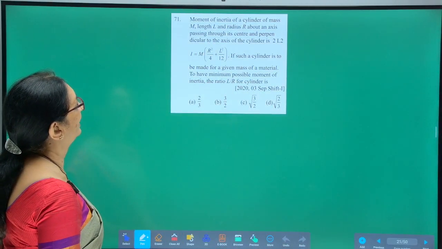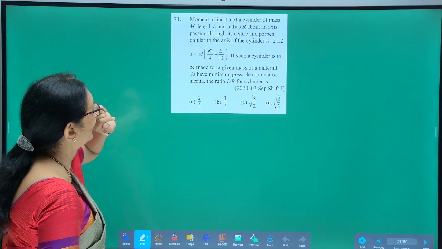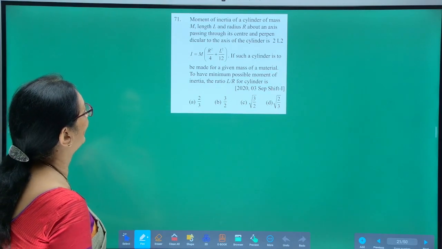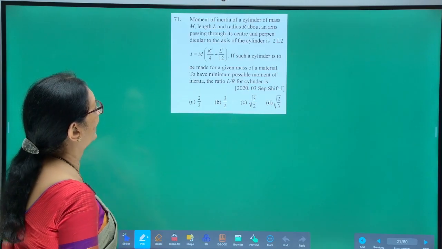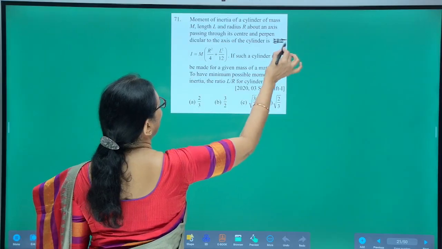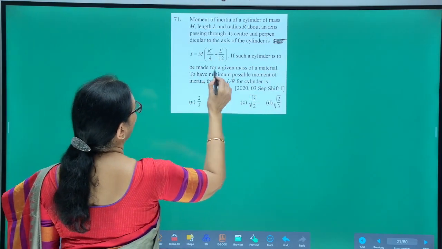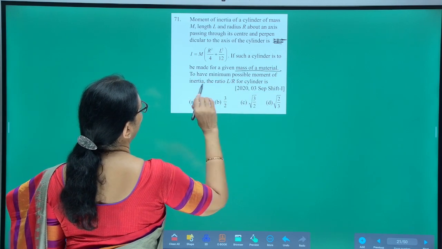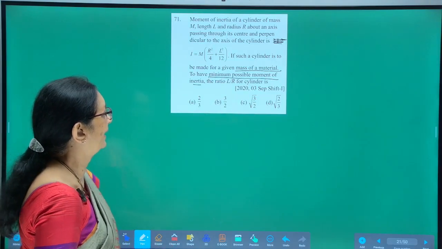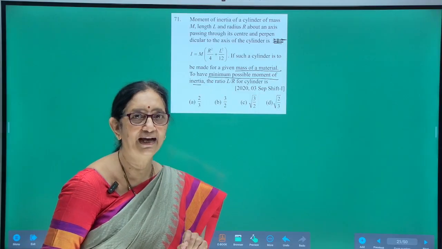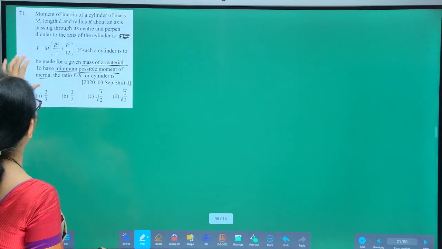Moment of inertia of a cylinder of mass M, length L, radius R, about an axis passing through its center perpendicular to the axis of the cylinder is given like this. If such a cylinder is to be made for a given mass of a material to have minimum possible moment of inertia, find the ratio of L and R. So, here let us do this problem carefully.